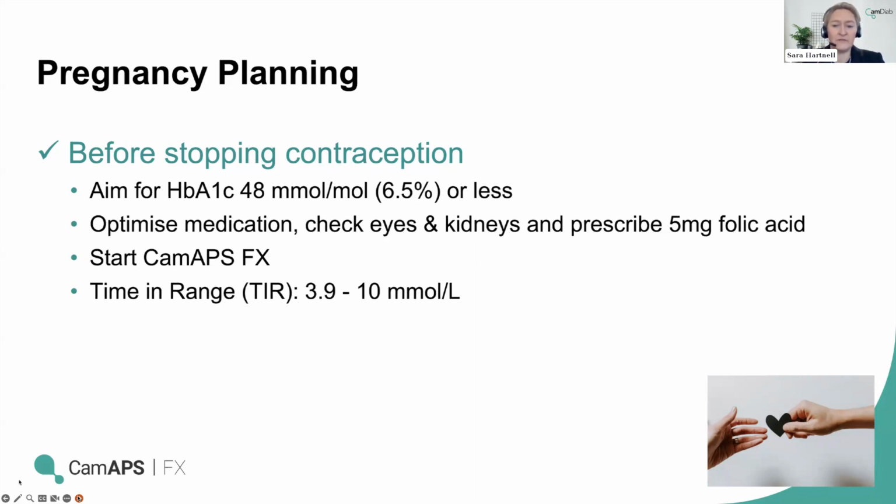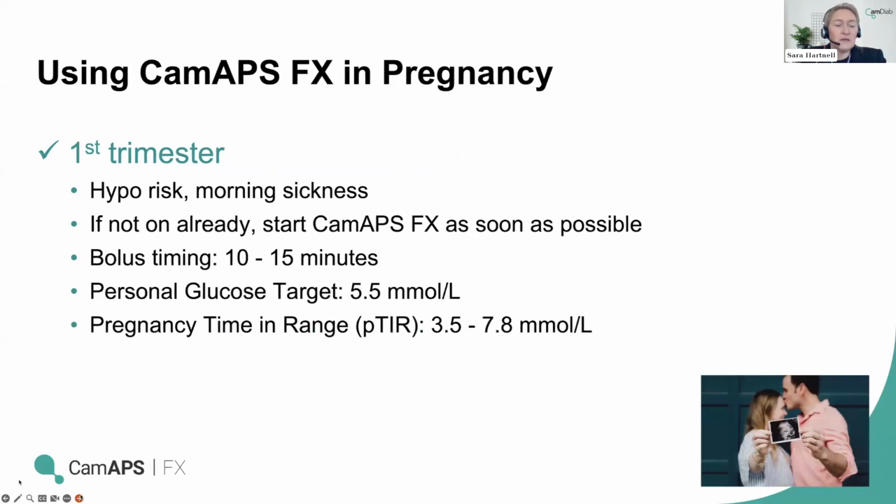And at that point, we're just aiming for the standard time in range 3.9 to 10. In the first trimester, obviously, Candice has already spoken a little bit about there's increased hypo risks. Women might be struggling a little bit more with sickness. If women haven't managed to start the system pre-pregnancy, then we would just encourage them to get on it as soon as possible. There's no need to wait, just as soon as it's possible to get going.